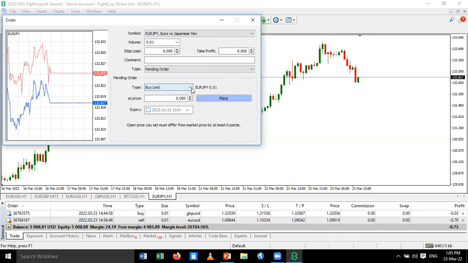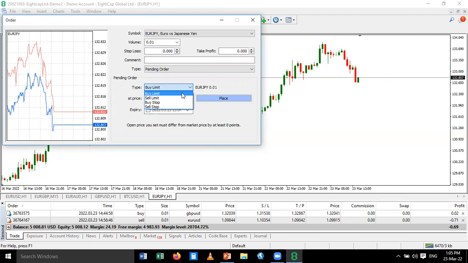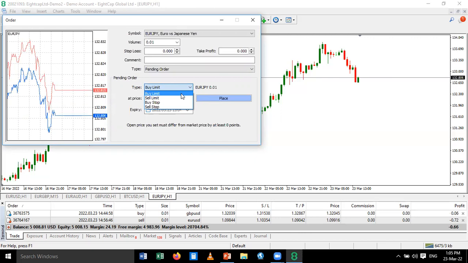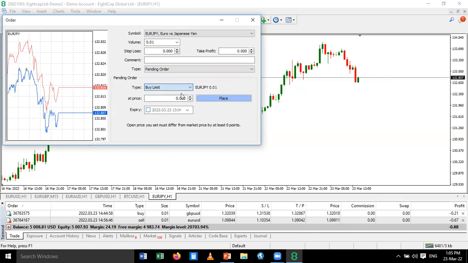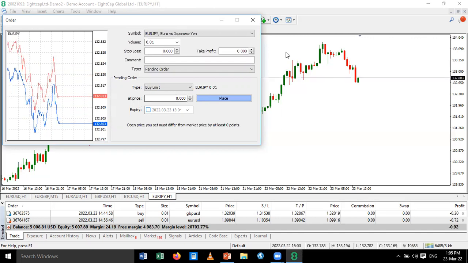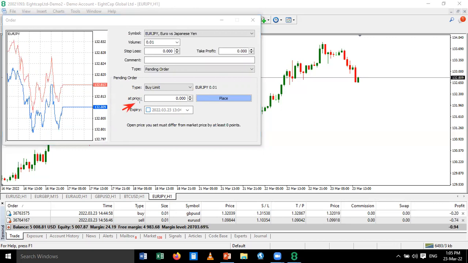I click on this type. I select the type of pending order I want. I want to do a buy limit. So I click on buy limit. Buy limit is placing a pending buy order that is below current market price. Now I've selected a buy limit. Setting a buy limit, second thing is asking me below is at price. At what price do I want to do that buy limit order at?